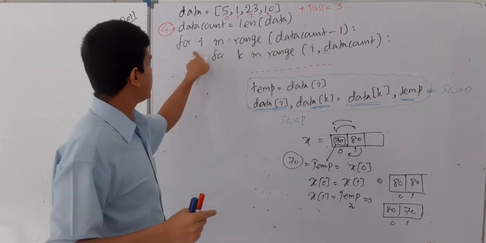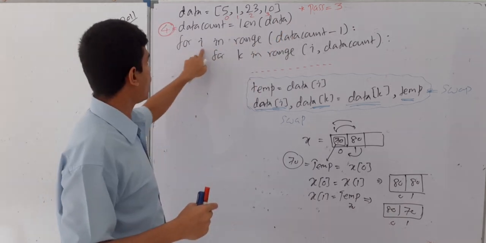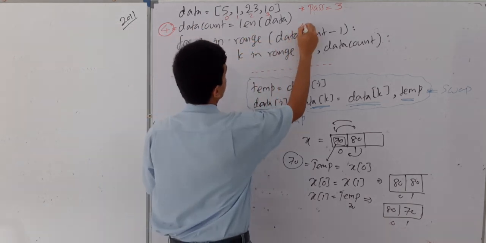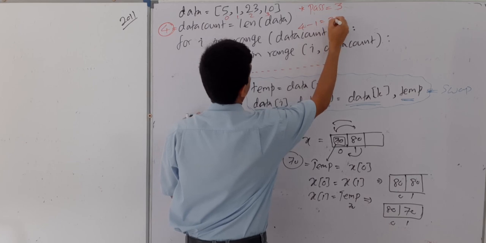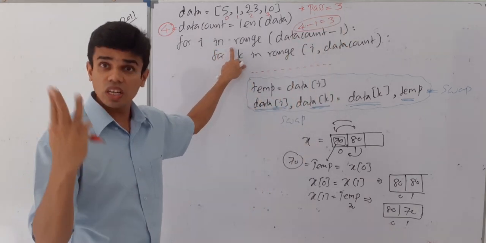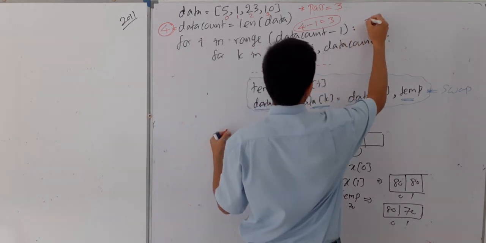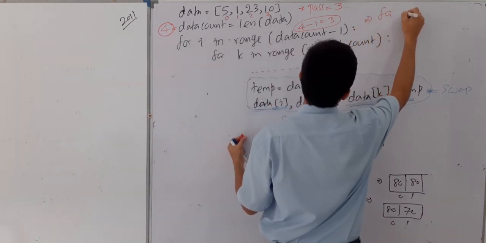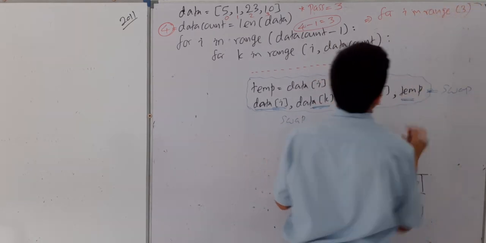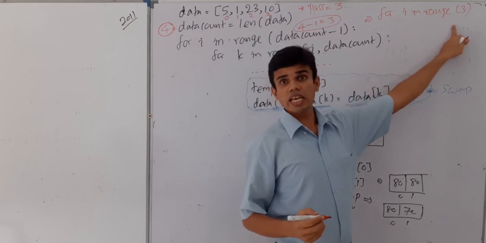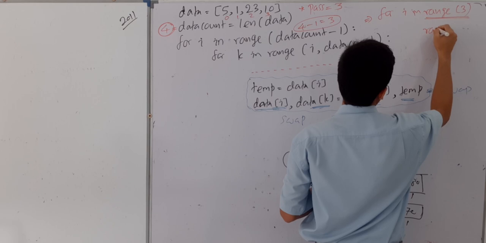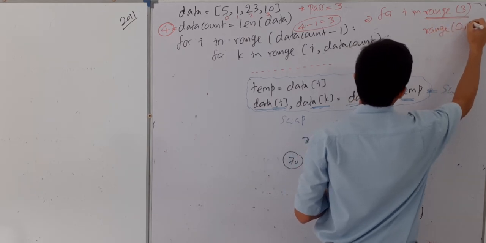That's why they maintain the first for loop, for i in range data count. So data count is going to be 4. For 4 minus 1 is going to be 3. So this is a loop which will run for 3 times. So indirectly, this is just like i in range 3. Then again the range function has 3. Whenever we have range 3, it is just like having range 0 to 3.